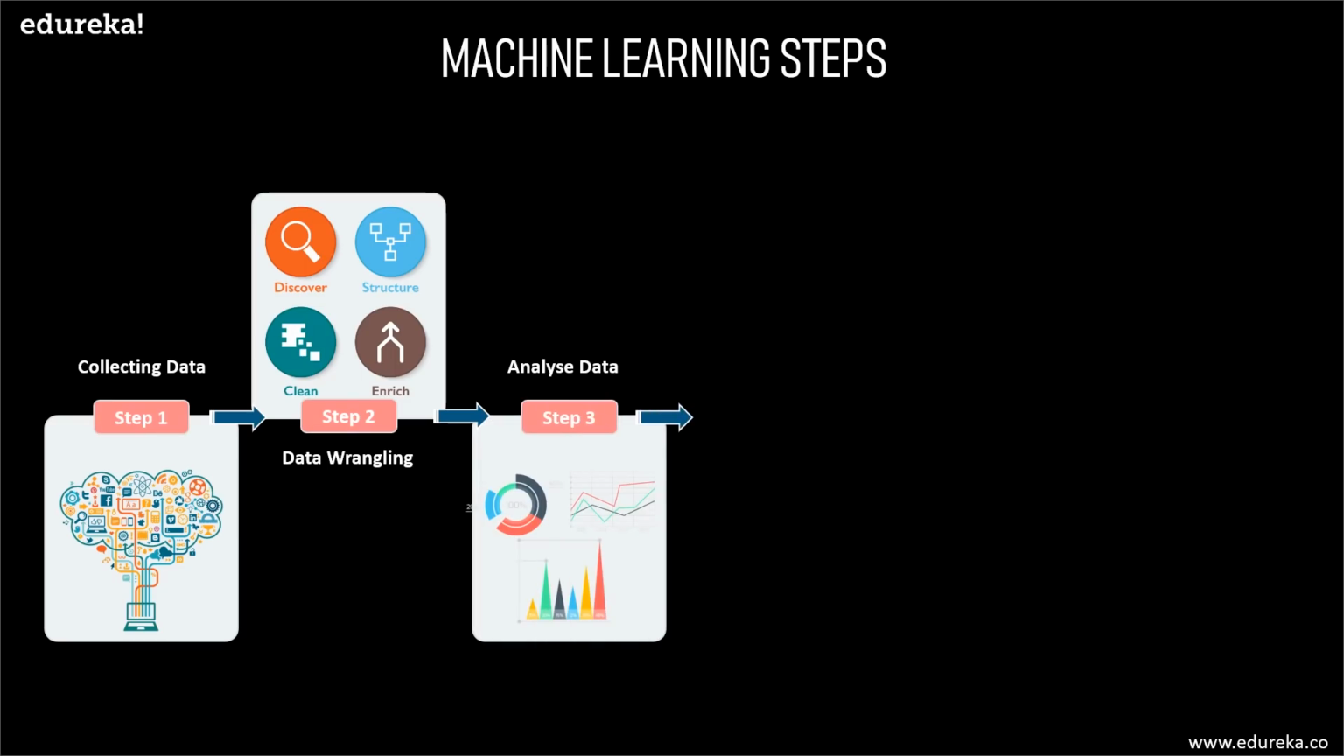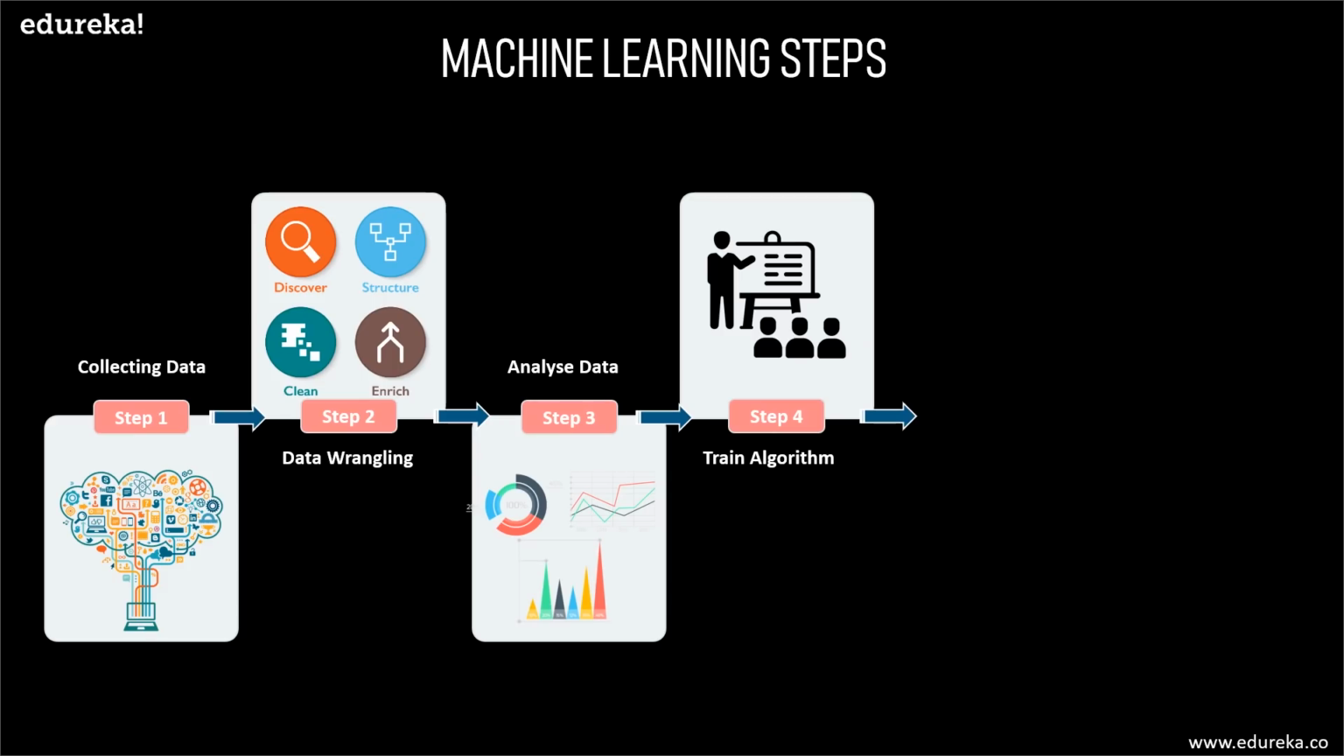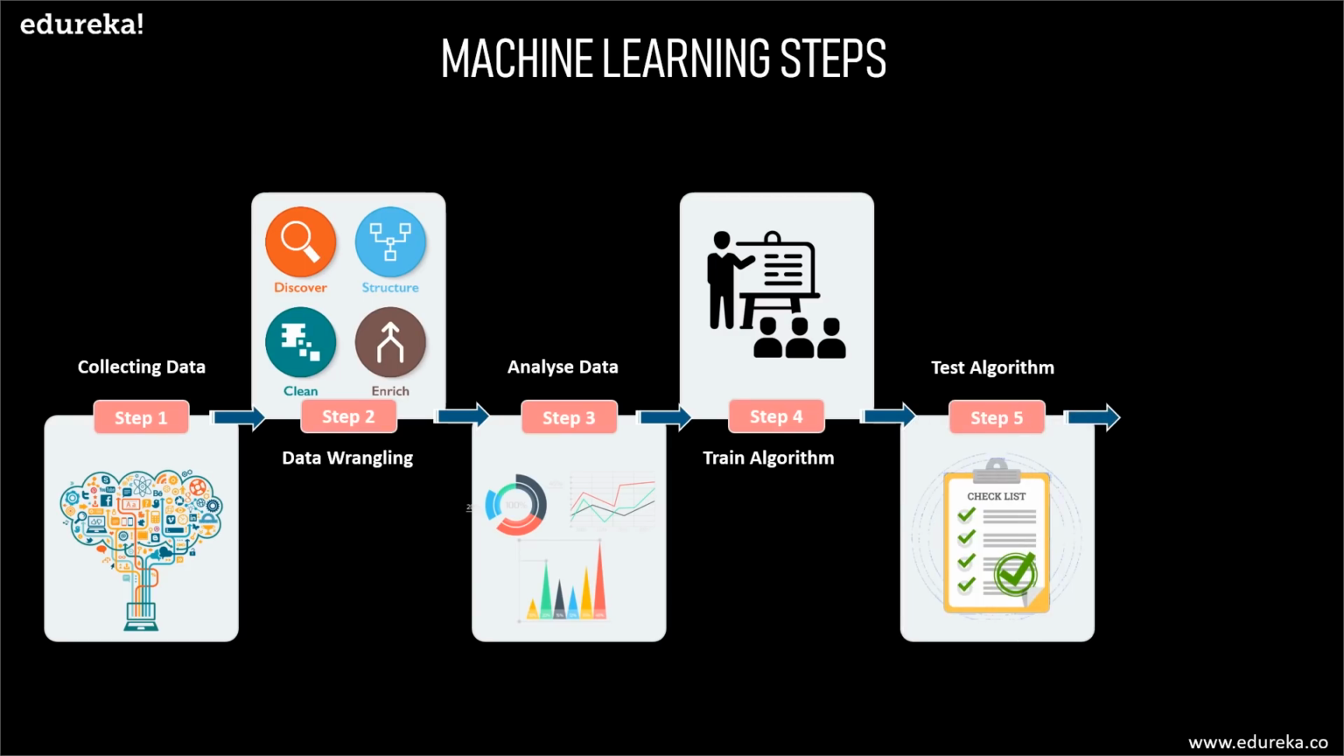After that, data is analyzed to select and filter the data required to prepare the model. And after that, the algorithm is trained on the training dataset, through which the algorithm understands the pattern and the rules which govern the data. Now, after training the algorithm, next comes testing. So the testing dataset determines the accuracy of the model.